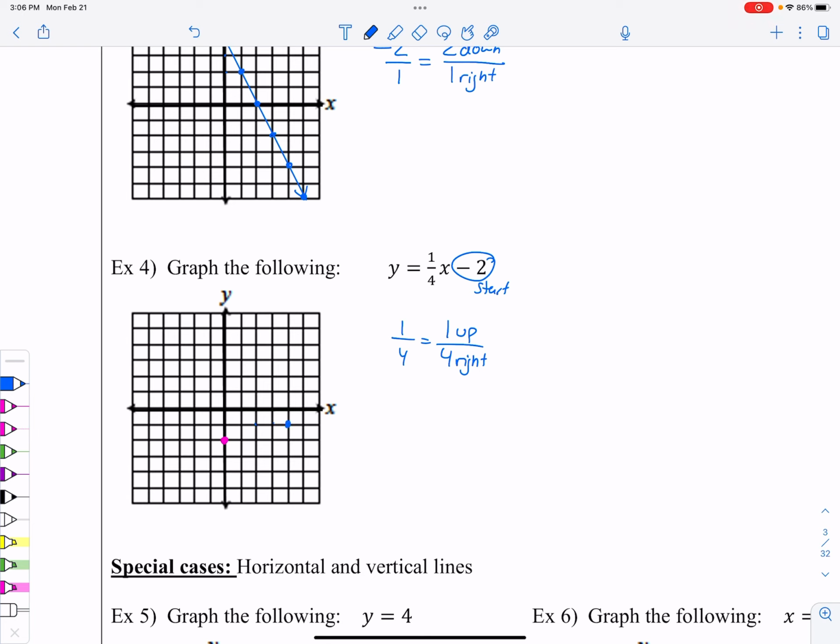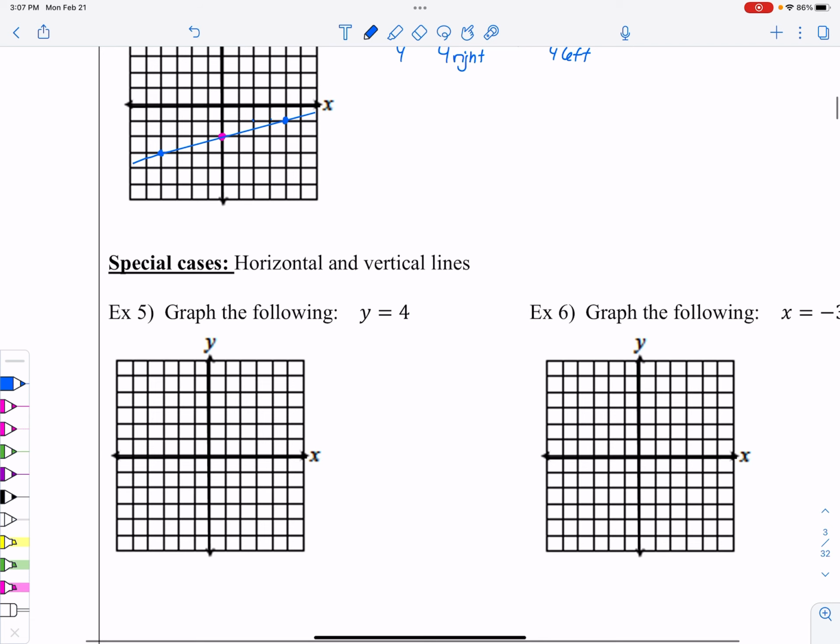If I tried to do that again, I would go off the graph. So instead I can go 1 down and 4 left. So I can reverse both. Okay, or 1 down, 4 left. Make sure that after you've done your points, if you did some reversing, that these are still in a straight line. If you ever end up with a curved line or anything that looks weird, you made a mistake somewhere and you should go back and try again.